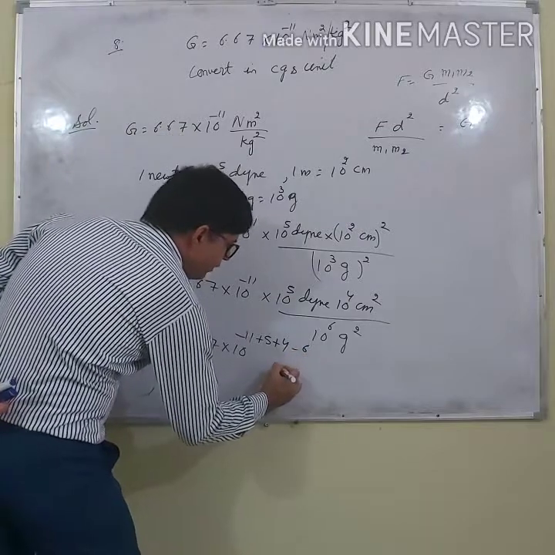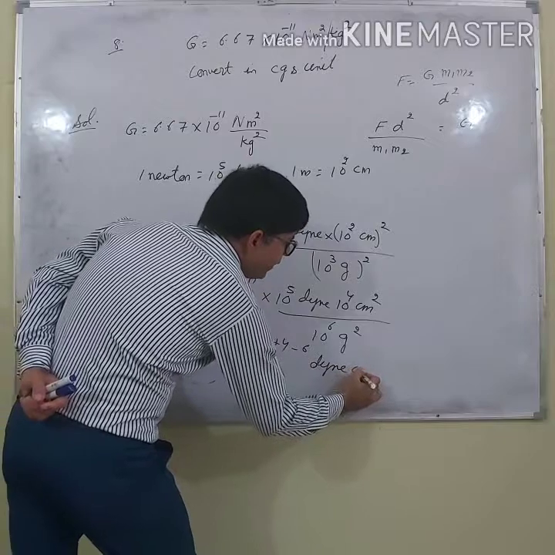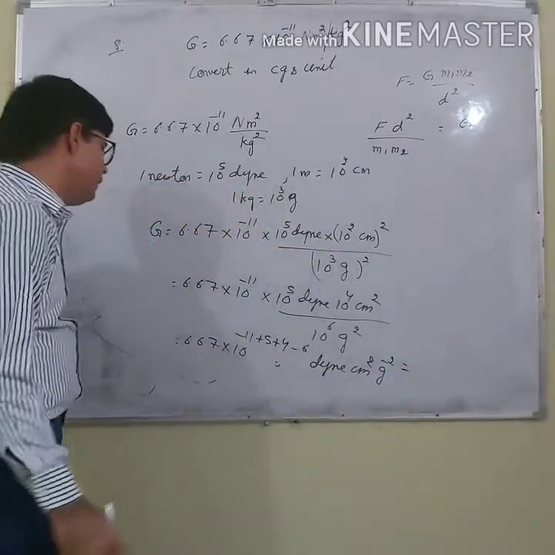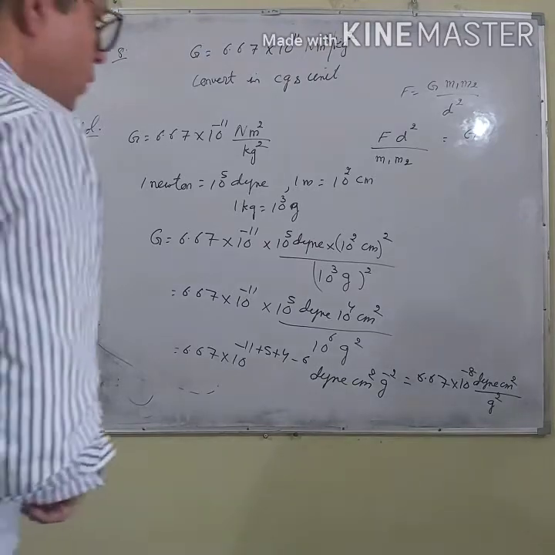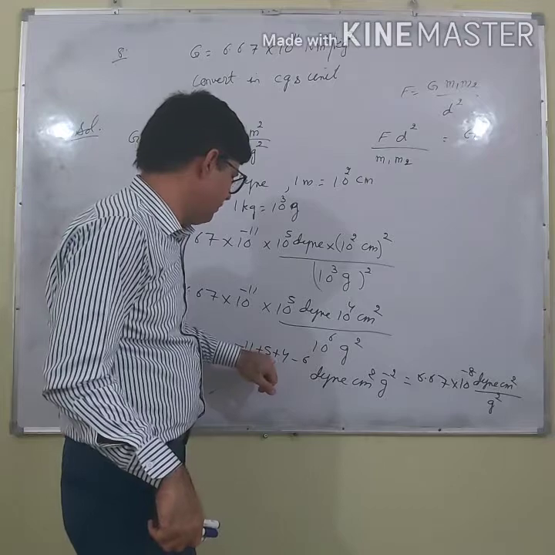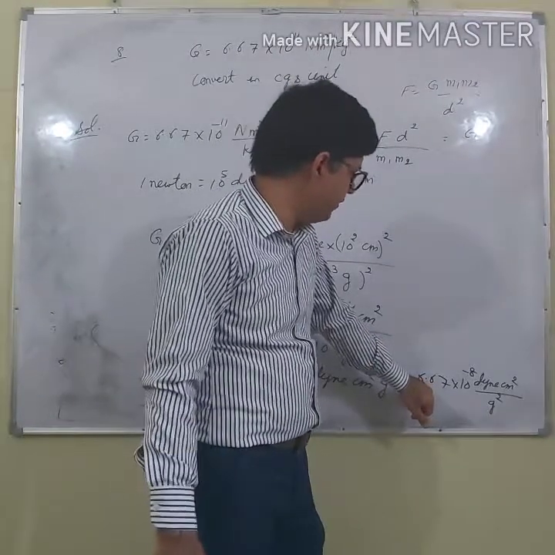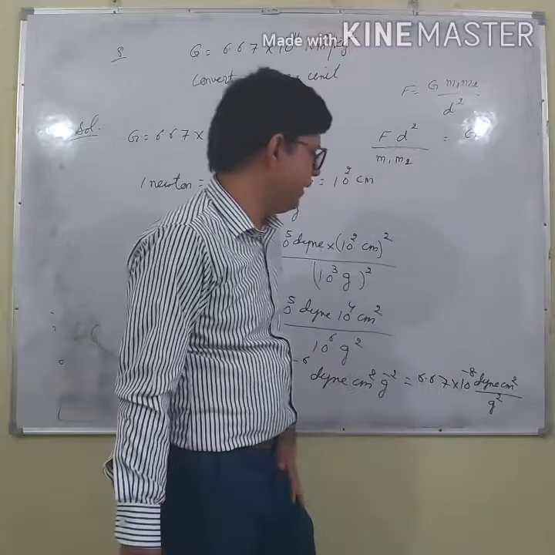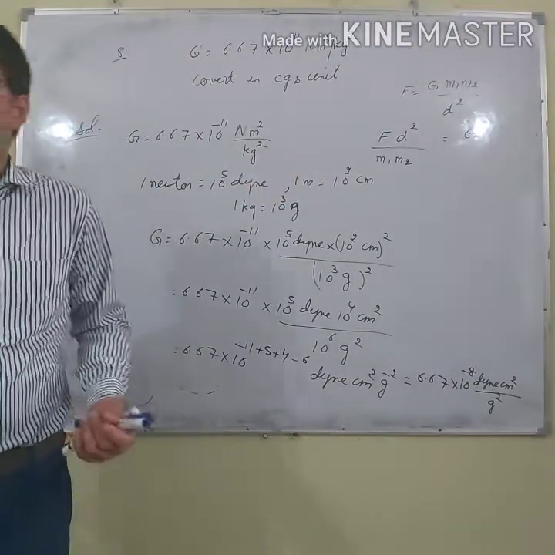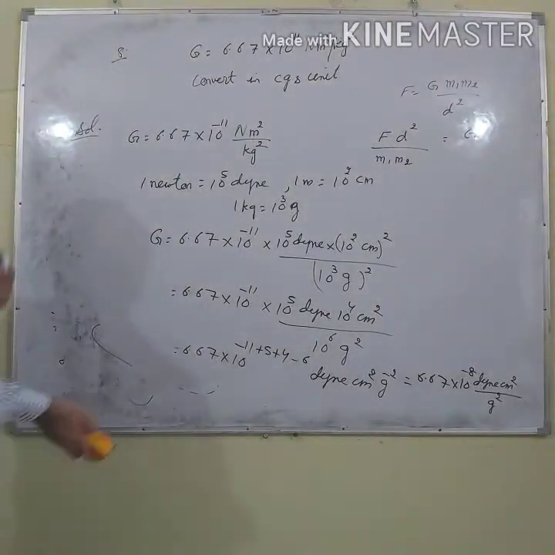What is the unit? Dyne centimeter square per gram square. So it will be minus 11 plus 5 plus 4 minus 6, which is 10 to the power minus 8. So it is 6.67 10 to the power minus 8 dyne centimeter square per gram square. Right?